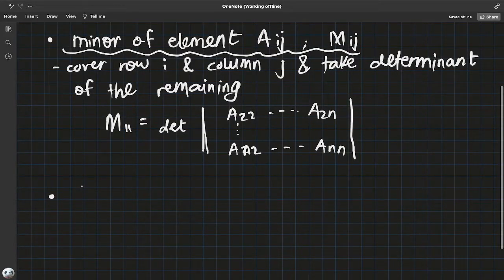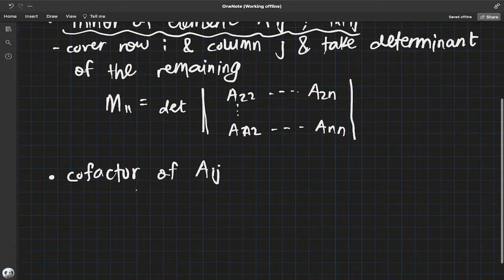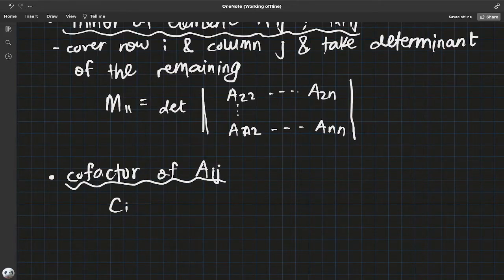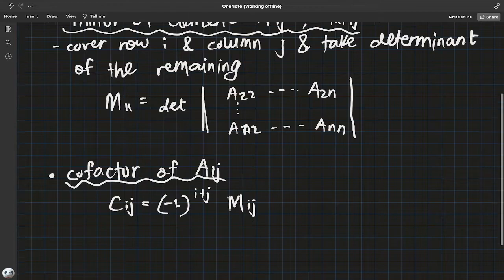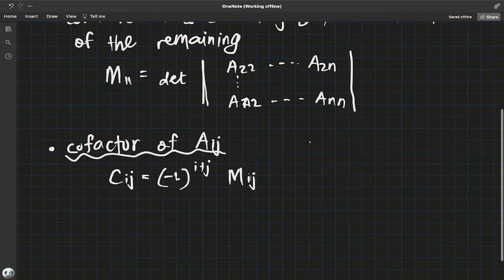Another quantity we will define is the cofactor of an element. It's connected to a minor because cofactor, we can write that as c sub ij, is minus 1 to the i plus j times the minor at that position. So there is this sort of negative propagation going on.